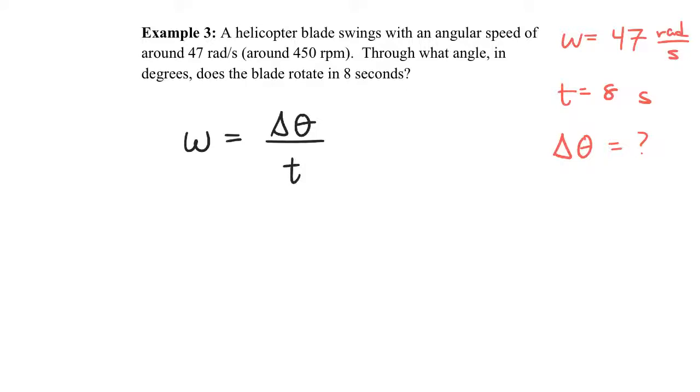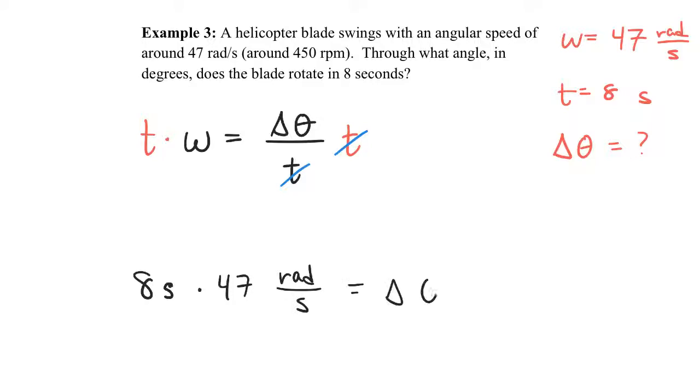So now our goal is to find delta theta. How do I get delta theta by itself? How do I get rid of that time? Multiply 8 by 47. Yeah, let's multiply. Very good. So let's bring the time up with multiplication here. Time cancels on the right side. And we get 8 seconds times 47 radians per second. Now here's where you're going to get really annoyed with me.